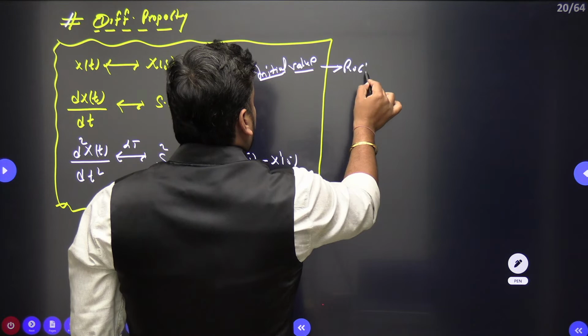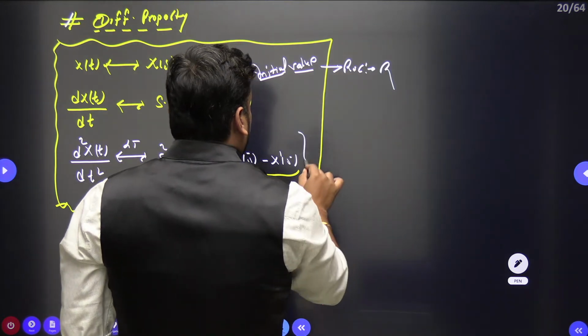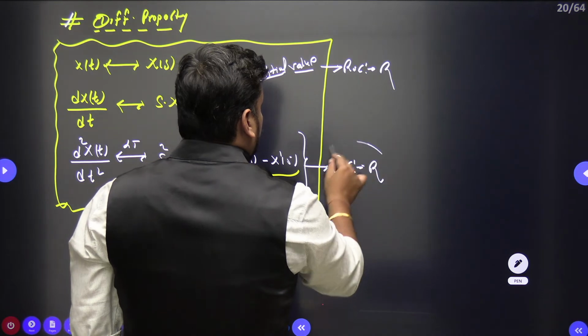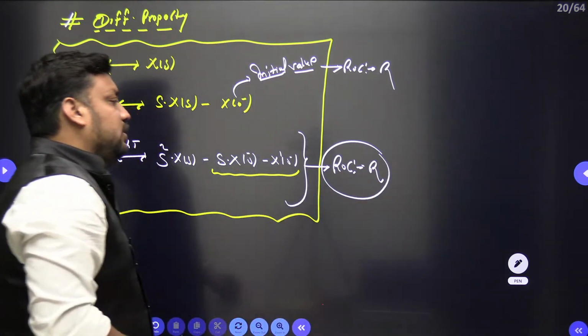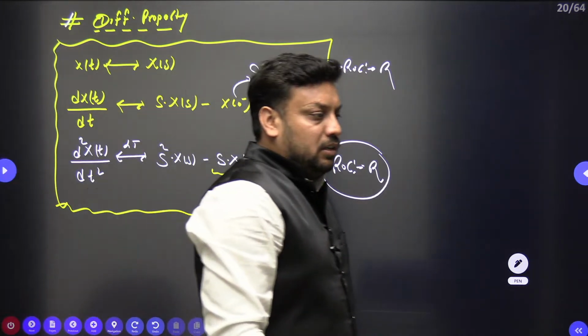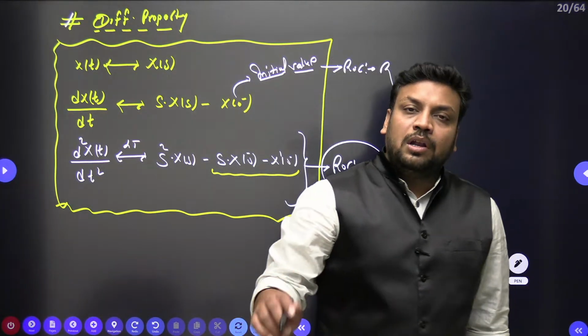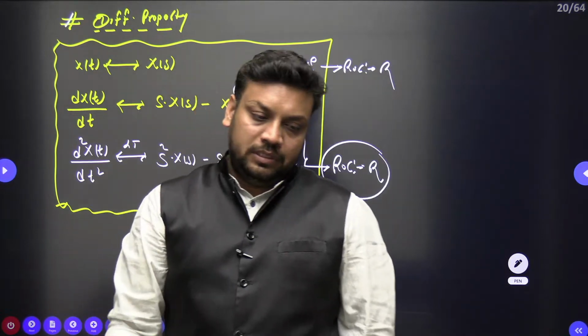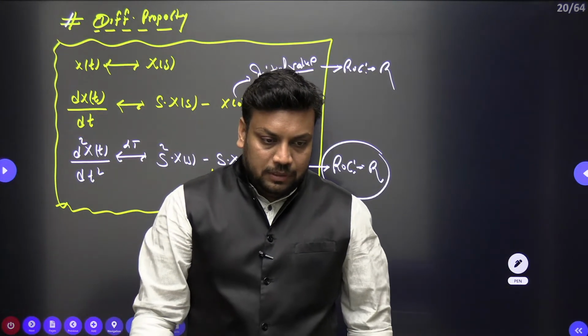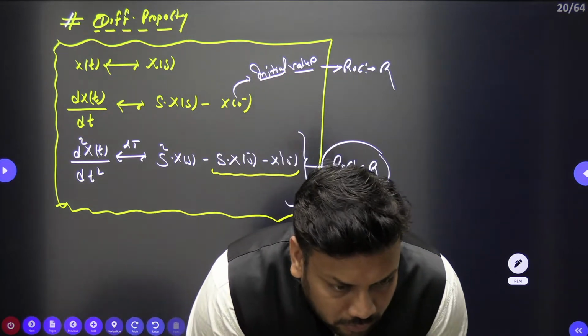If here is the ROC R, then here the ROC will remain the same. Why? Because the differentiation property does not affect the poles of the system, and the ROC depends only on the poles of a system. ROC does not depend on zeros. Yes or no, beta? Yes.